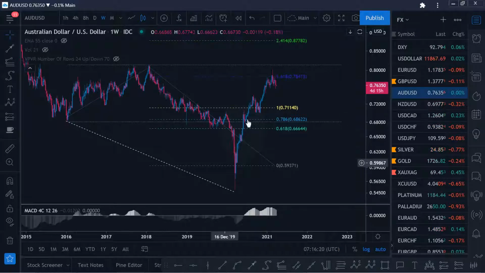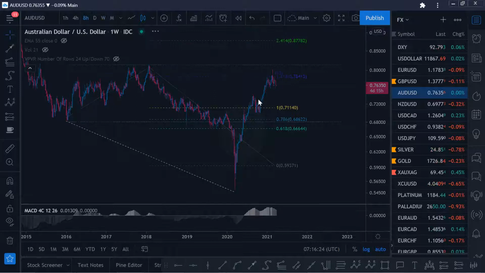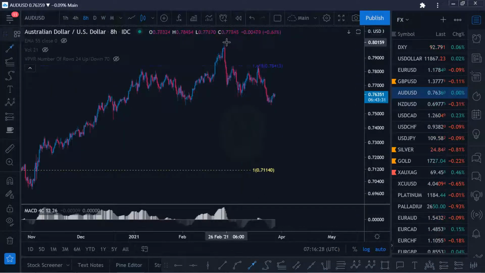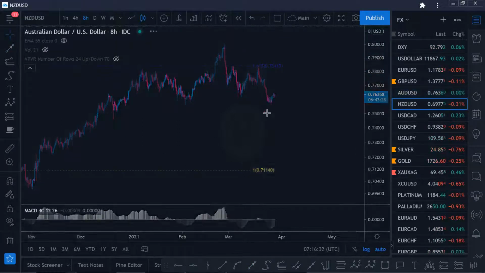And as you can see, ABC corrective structure, we're pulling back from this 1.618 region. And when you zoom out, you can see we've had quite a big move, not as big as the New Zealand dollar, but it's a good indication that what we're seeing is a turn to the downside.